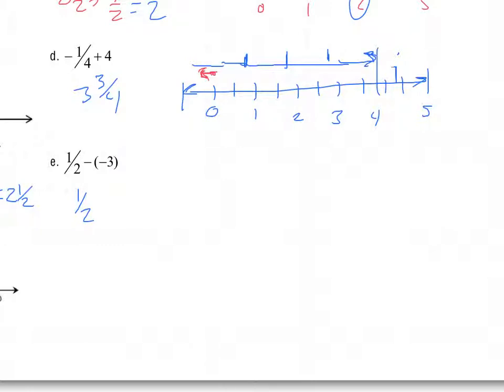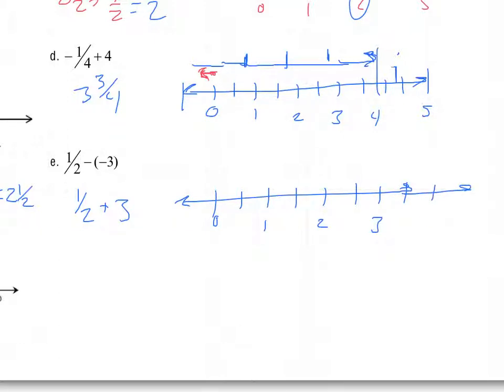And the last one, change this to an addition by adding the opposite. It's all going to be in the positive part of the number line. 0, 1/2, 1, 1 1/2, 2, 2.5, 3, 3.5, 4. So we're going from 0 to 1/2, and then we're adding an additional 3. So 1, 2, 3, and we can see that ends us here at 3 and 1/2.